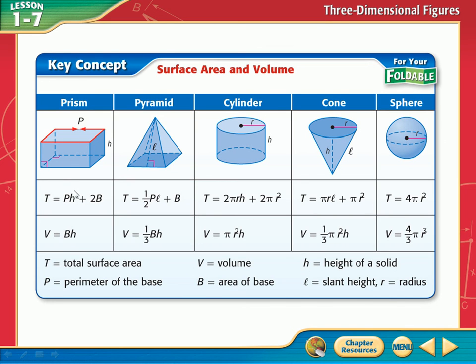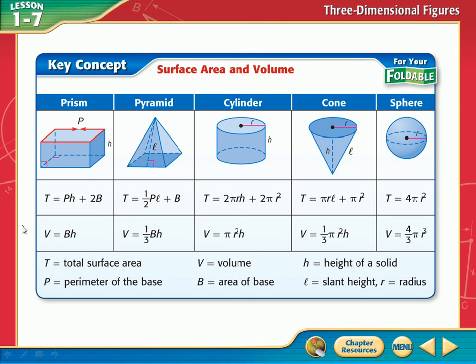If you want to write these formulas down, it might be a good idea. You might not draw the picture, but write the formulas down and put a little arrow at P and write perimeter of the base. Put a little arrow at H and write height. Put a little arrow at B and write area of the base. Everybody see that? You have to know what those letters mean. I probably will not give this on the test. I probably won't say T equals total surface area, P equals perimeter of the base, V equals volume, B equals area of the base. I won't give you that stuff.